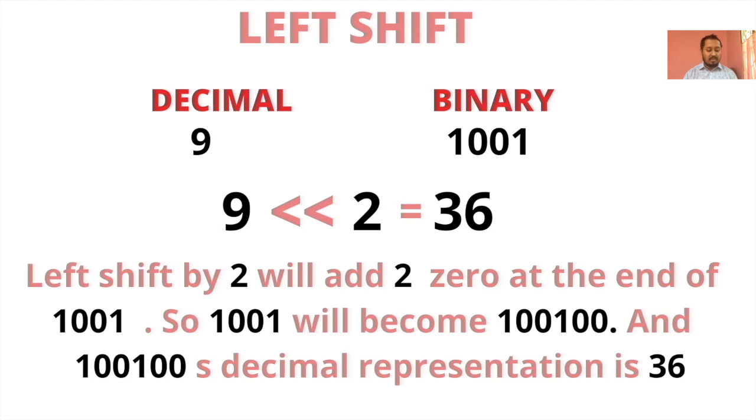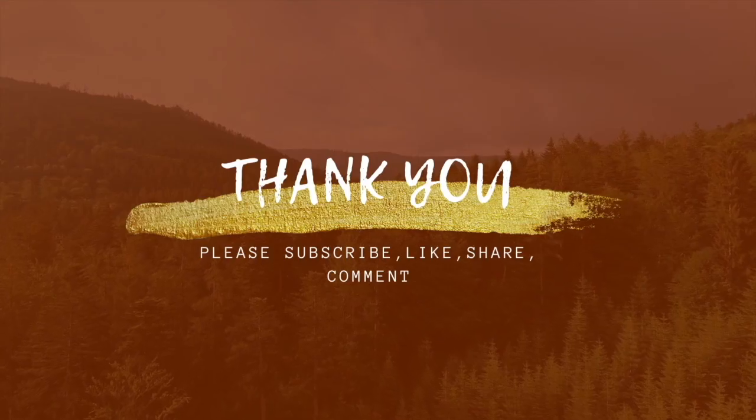the end of 9's binary representation 1001, and after adding 2 zeros, the binary number will become 100100 and its decimal representation is 36.